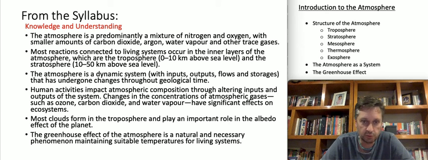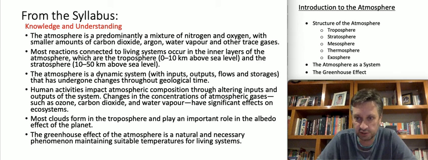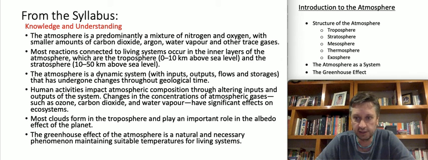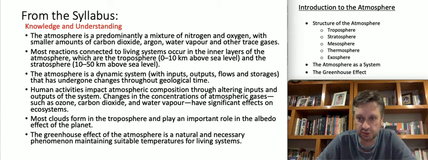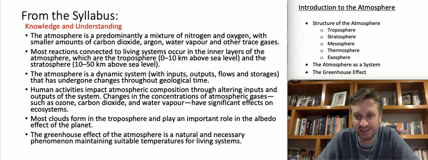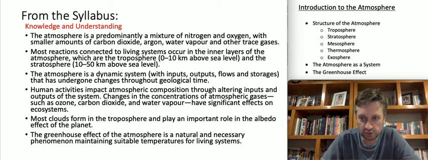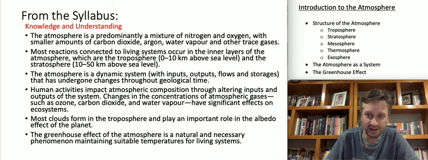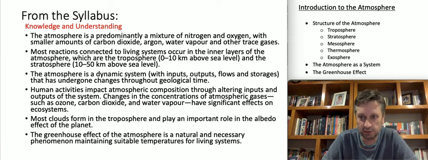Then we need to consider that most clouds form in the troposphere and they play a role in the albedo effect, the natural albedo effect. I'll try and explain that. And then finally, we need to consider that the greenhouse effect is both natural and necessary for maintaining temperatures suitable for life. So the greenhouse effect itself is natural. However, we will cross over to talk about how humans have had an effect on that greenhouse effect and the effects on global temperatures. Again, there's crossover there with topic 7, so I will give you links to go back to topic 7.